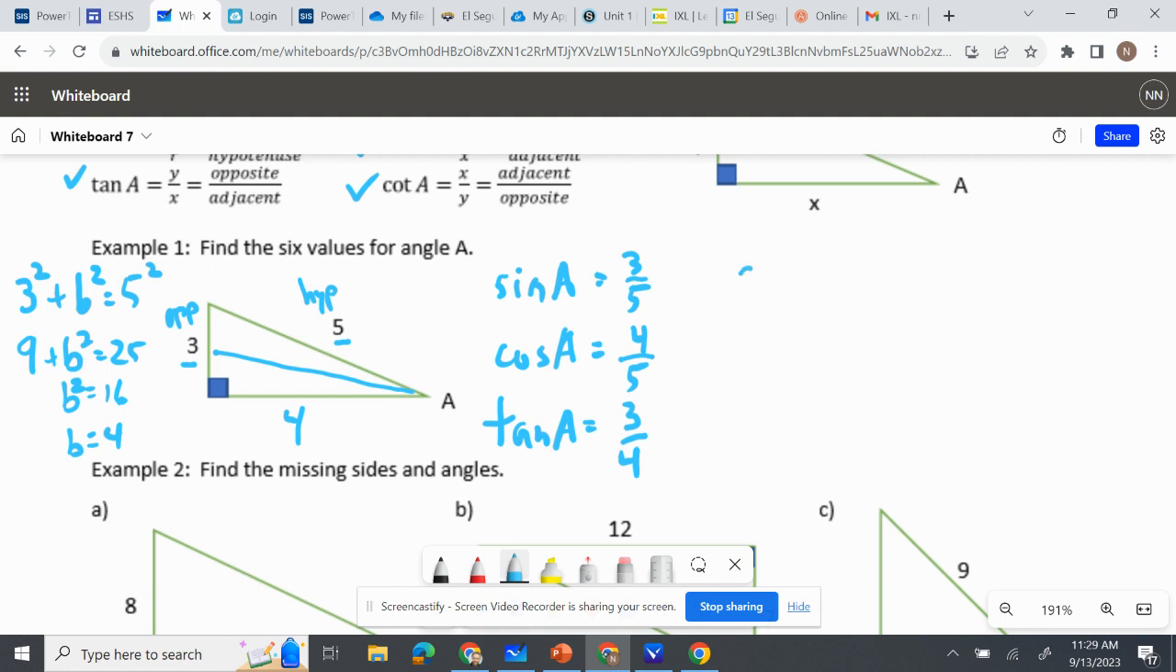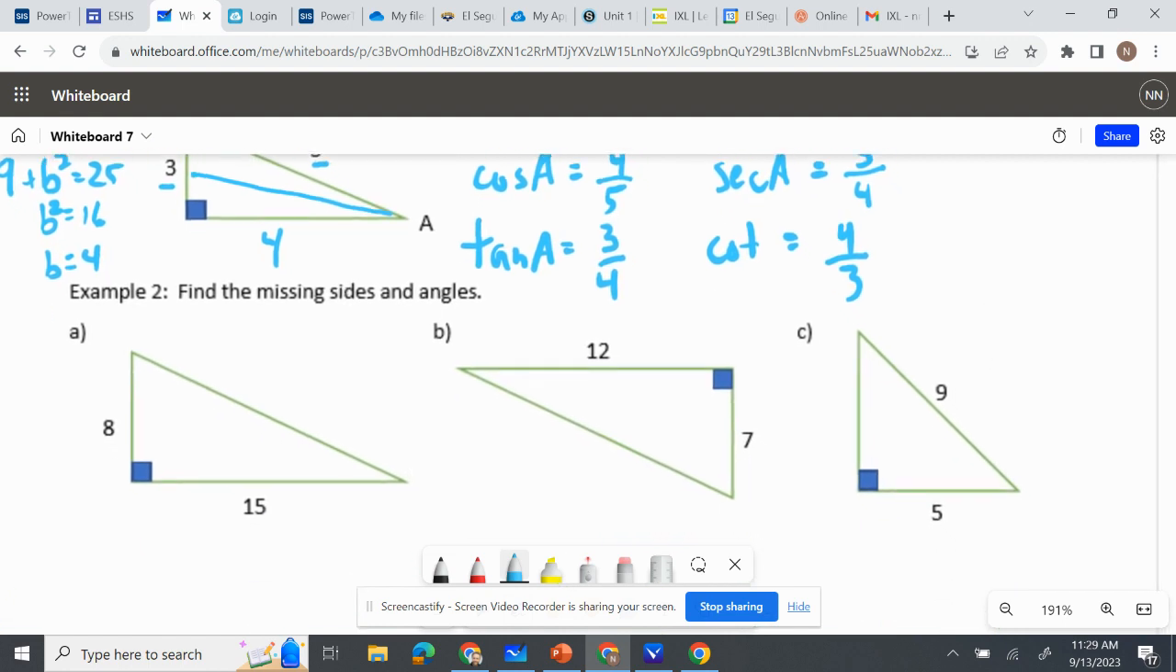Now, for the other 3 trig ratios, cosecant, that right there is the reciprocal of sine, so it would be 5 over 3. Then we have secant, which is the reciprocal of cosine, which would be 5 over 4. And then what we have is cotangent. That would be the reciprocal of tangent, so that would be 4 over 3. So those are our 6 values for angle A.